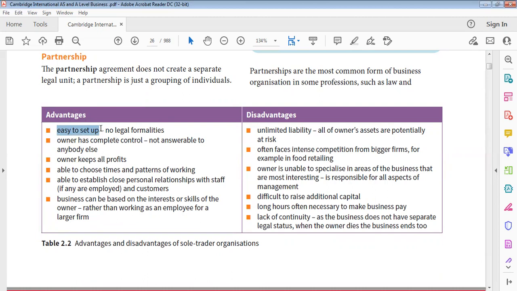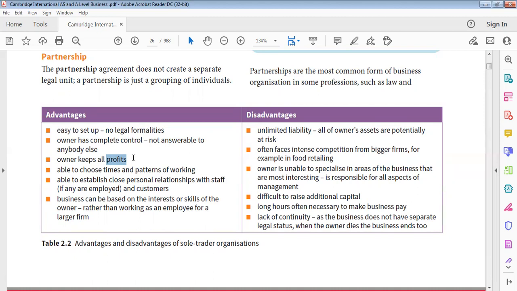Usually, it is very easy to set up. And then you have all the control to yourself, so no one messes around with your business, right? You can control whichever way you wish. And you can keep all the profit, right? Yes, obviously you have to share with the partners, but you don't have to share the profit with any shareholders. You know what shareholders are?